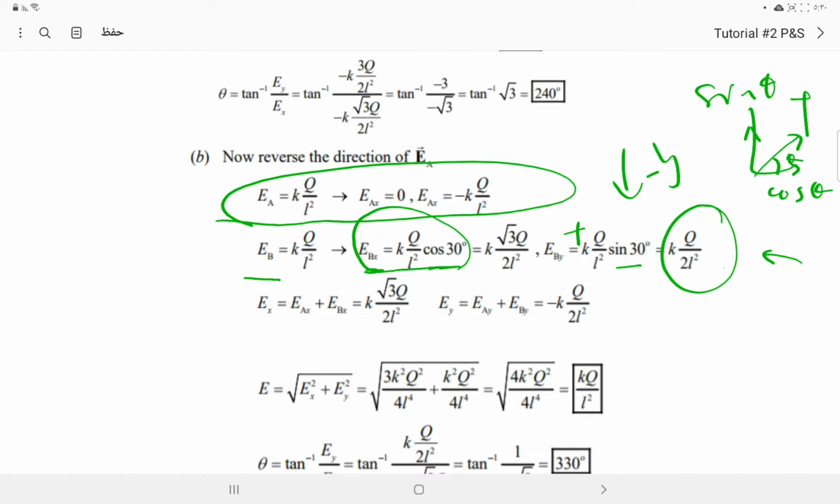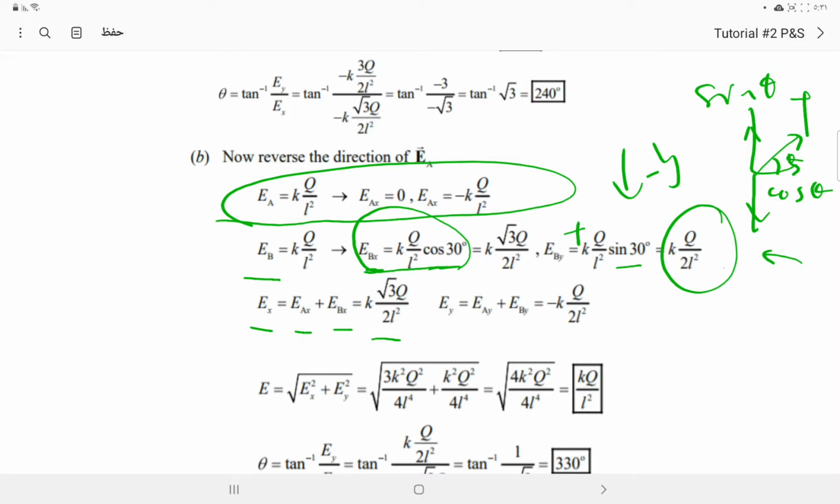Then we should see what we should add or subtract. In the X direction, as we have before, there is EAX, which is coming from A, and EBX, which is coming from B. Then we can add them together. If you have two components, you should add them. If only one, that's fine. In this case we have only one, because the other one is going down here. The previous one is going down.